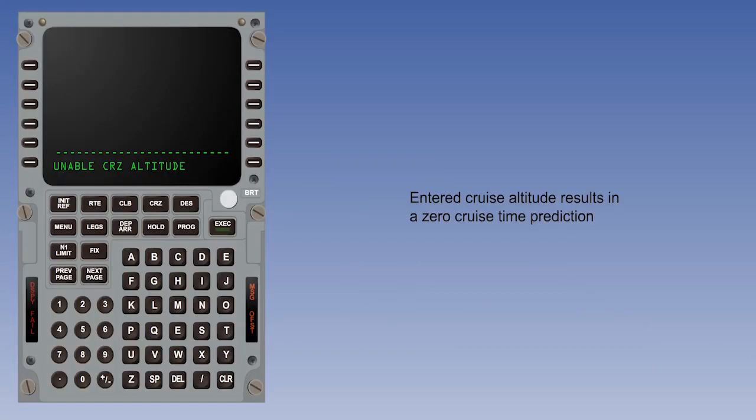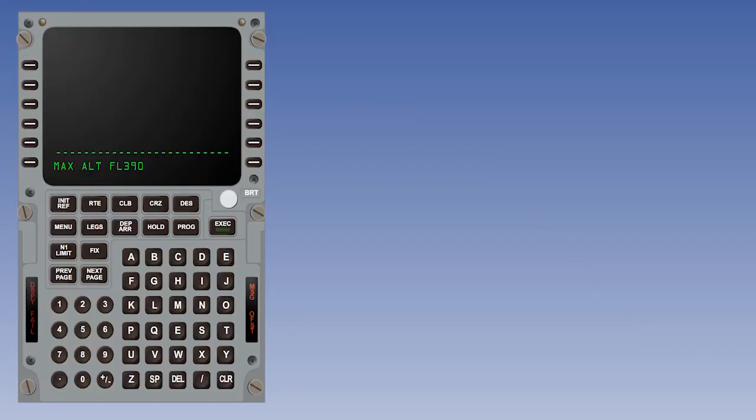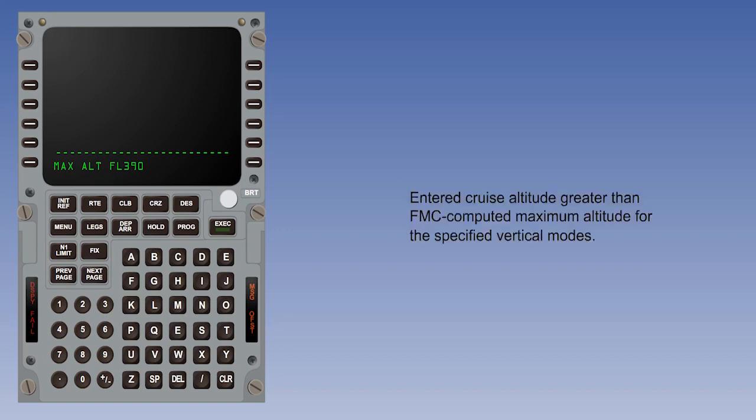We would therefore get an Unable cruise altitude message. If we then select a lower altitude, it should work. By contrast, we have the advisory message, Max altitude, flight level 390. This is because the aircraft is simply too heavy. We have asked for a cruise altitude greater than the maximum attainable at this weight.